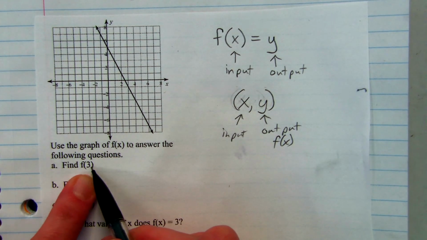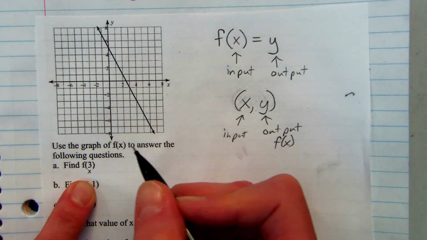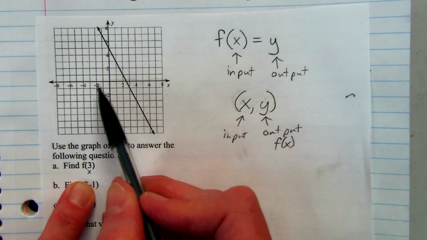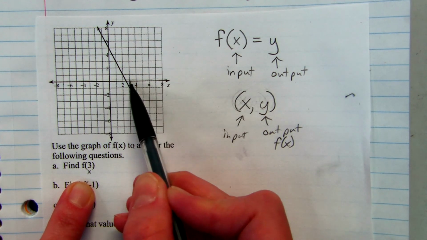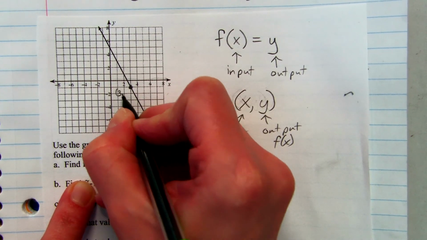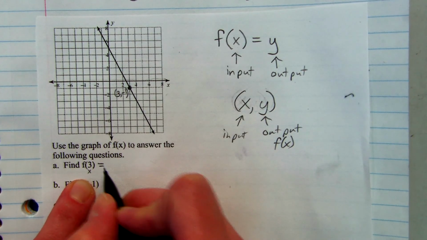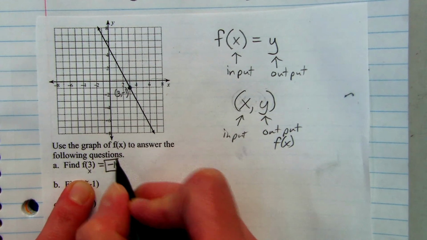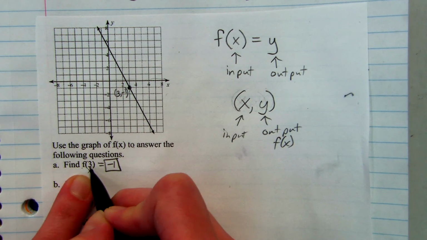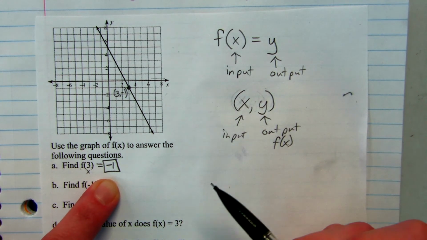Find f of 3. This 3 is the input. That is my x. So I want to figure out what part of my line has 3 for an x value. So if I find 3 on the x-axis, it's right here, and go down to the line, there's this point right here, which would be 3, -1. So 3 is the input, which means -1 is the output. So they're looking for y. When they have f with the number there, they're looking for the output, which is y. F of x is the rule that gives us the output, the y value.